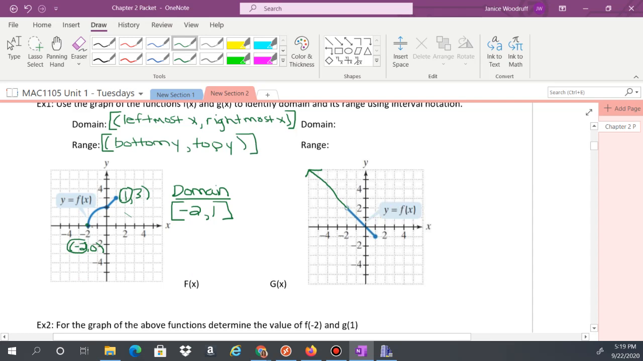So if I go to the bottommost point, it's this same point here, -2, 0, but this time I want the y value. So my range would be 0, and then I go to the top point, which is the same point we used here, 1, 3, but I want the y value, 3. Again, they both have closed circles, so they both get a bracket.